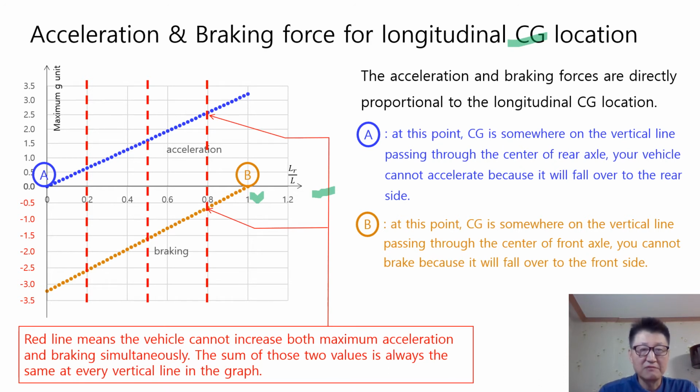The vertical red line drawn arbitrarily here means the vehicle cannot increase both maximum acceleration and the braking simultaneously. The sum of those two values is always the same at every vertical line in the graph here. Therefore, if you move the CG to the front side, you can raise the maximum acceleration force, but lose the maximum braking force on the other side.